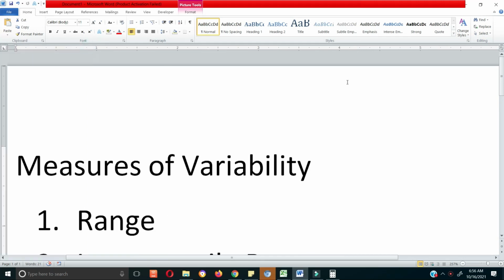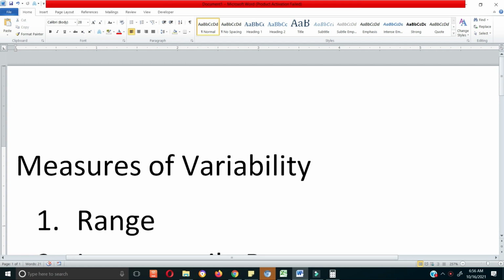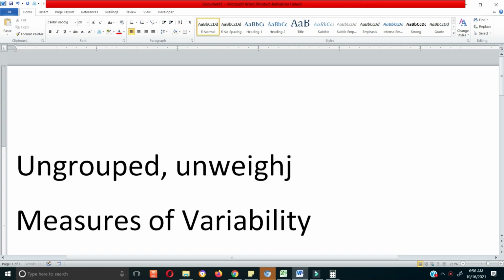So we're going to continue to measures of variability. Before, when we were doing measures of location, remember, like I said before, we're doing this for ungrouped and unweighted data. So you're going to have slightly different formulae for grouped and weighted data.